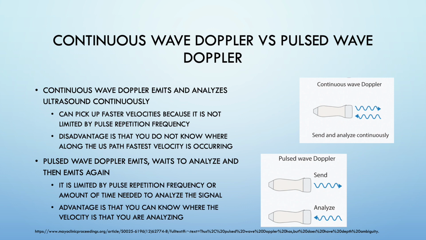Now contrast this to pulsed wave Doppler, where the ultrasound probe sends out a signal, waits, receives the signal, and then analyzes that signal. As I mentioned, it's limited by pulse repetition frequency, and by definition that's the amount of time that the probe needs to analyze the signal. Now the advantage is that you can know where exactly along the path of the ultrasound you're measuring. But the downside, again, is that very, very fast velocities can be missed.